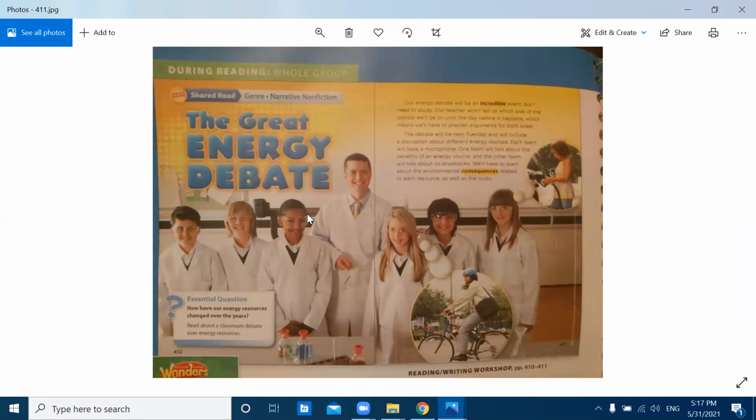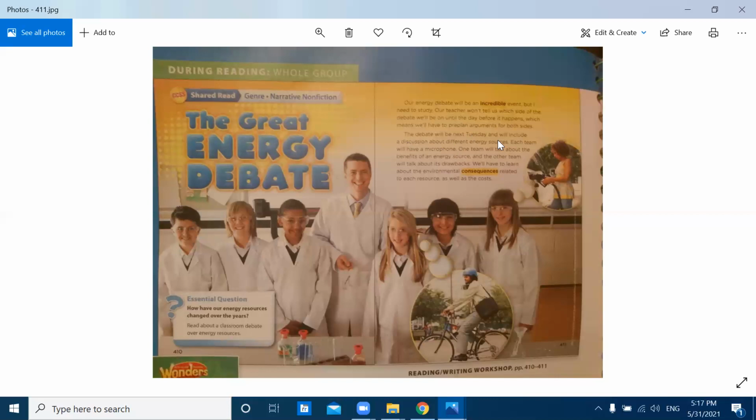So a debate is an argument between two sides. One side agrees with the statement and one side opposes a statement. So one side says, yes, this statement is correct. And the other side says, no, this statement is not correct. Now, the debate that they're going to have, their debate is about energy, okay? Now, the teacher is not going to tell them if they are for the topic or they are against the topic until the day of the debate, which means they have to prepare an argument for and an argument against.